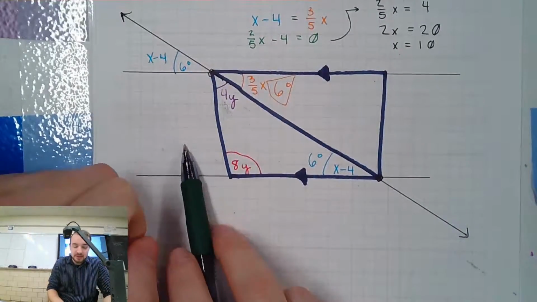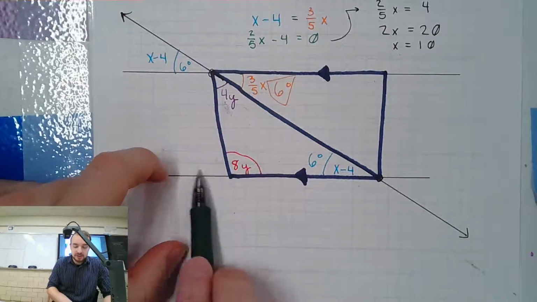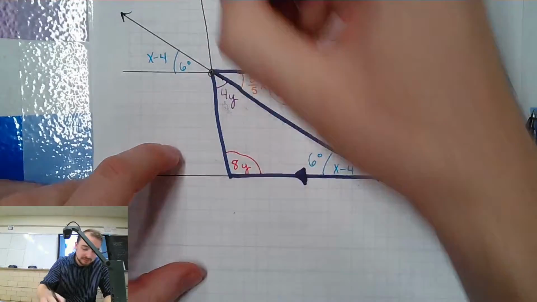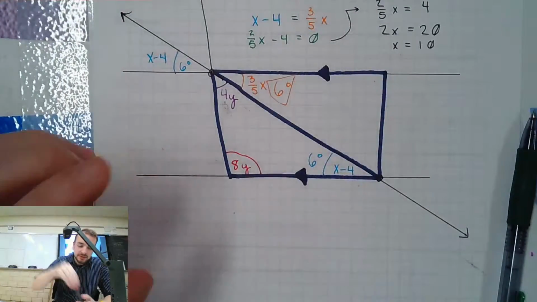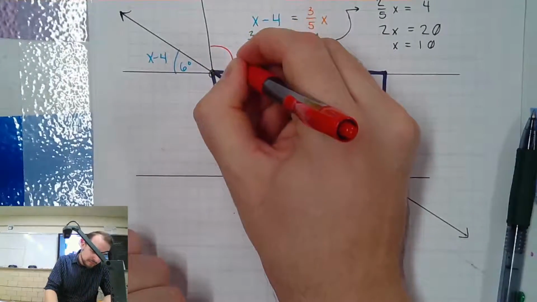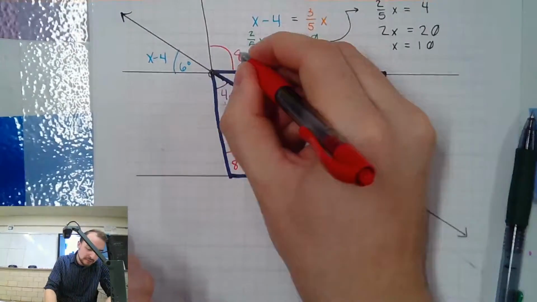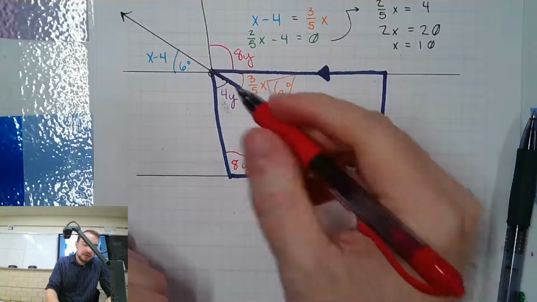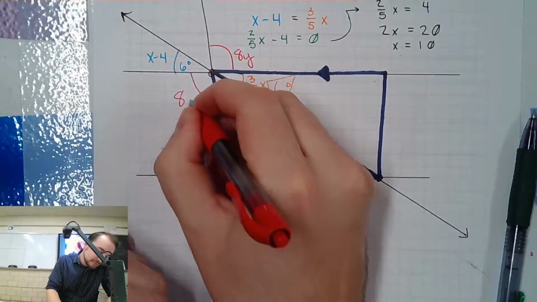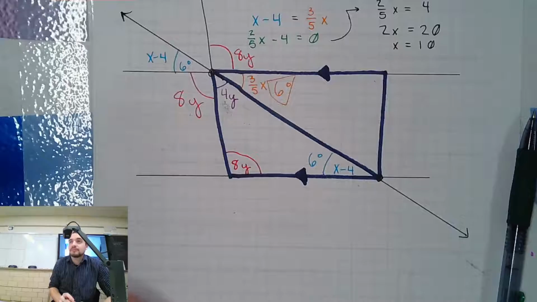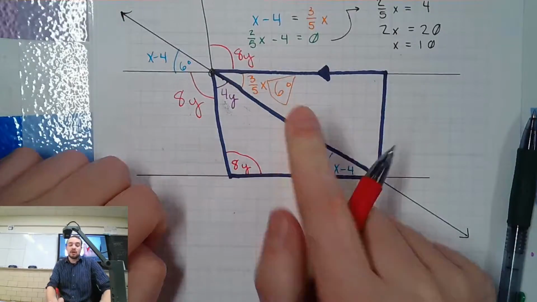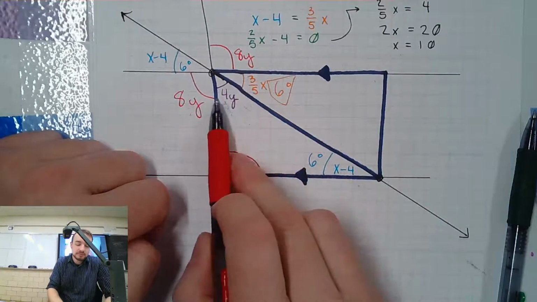Let's check it out. Here's our intersection here, which means if we extended this out, these angles would be corresponding, right? So that would be 8y. Now, are these angles vertical? Yes, they are. So now we know 8y plus 4y plus 6 is going to add up to 180 because they're all collinear. Right?